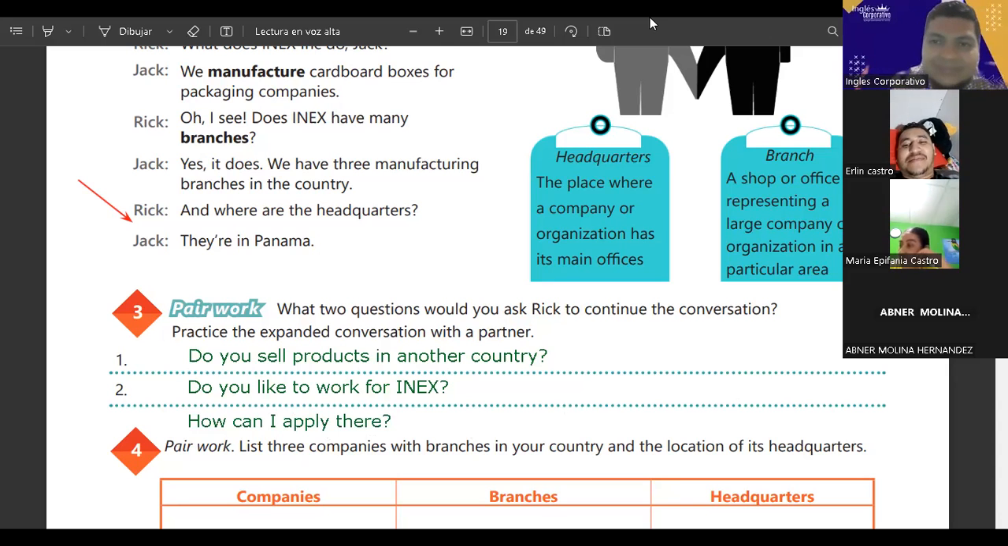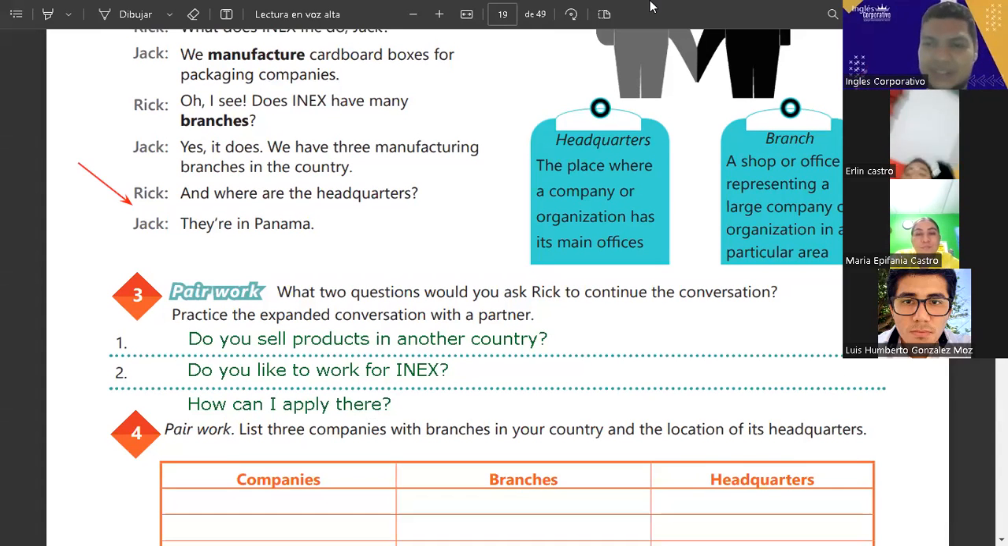What other question can you use here? Okay, come on, people, give me the questions, please. All right. Has INEX a good environment? Okay, the job environment. How is the job environment? Could be another one.